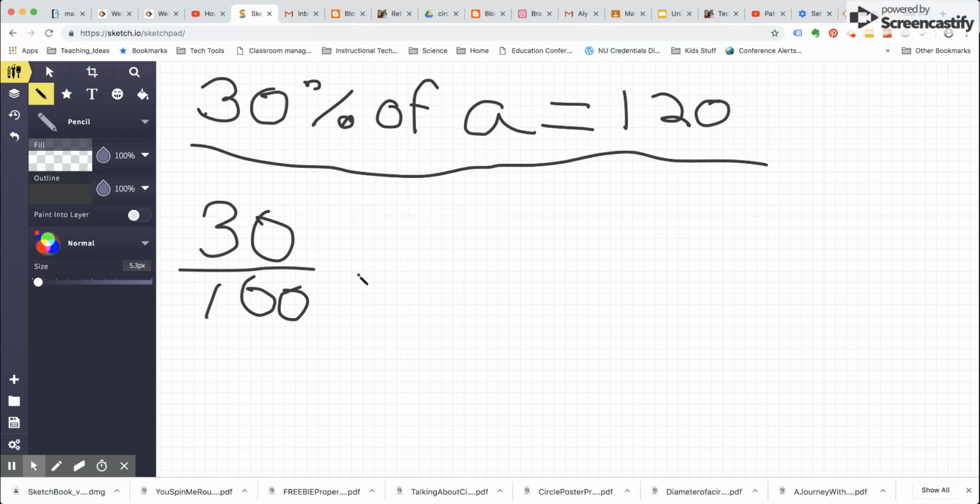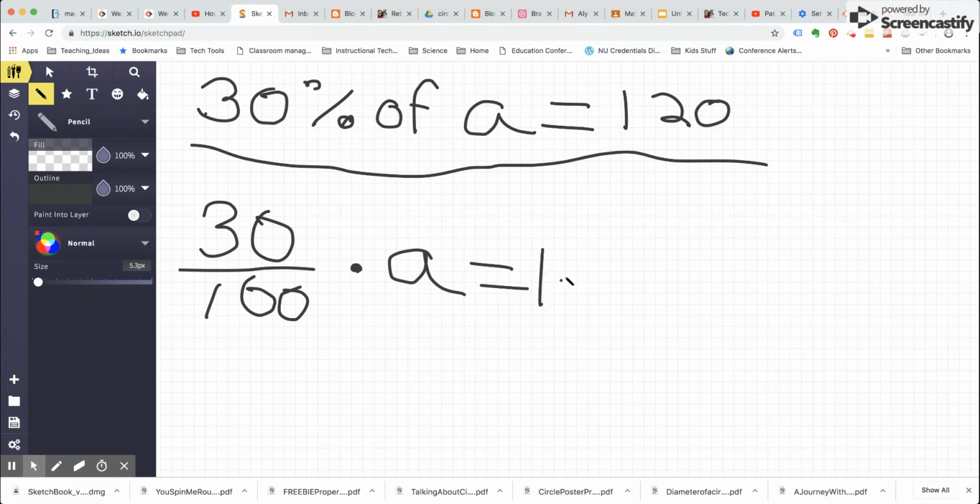The word "of" tells me that I need to multiply. So I'm going to put this dot here, because in algebra we use the dot to imply multiplication rather than the x, because sometimes when we see the x, we think it's a variable, or we think it's multiplication and it's a variable. So let's keep moving on and transferring this into an equation.